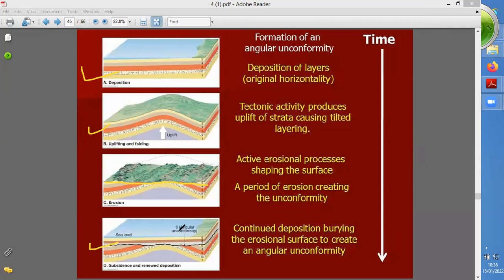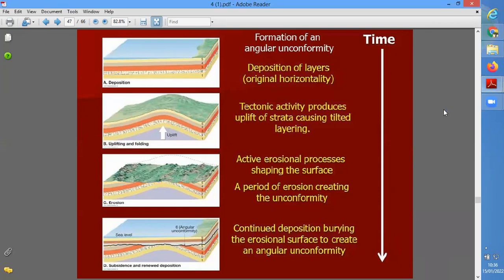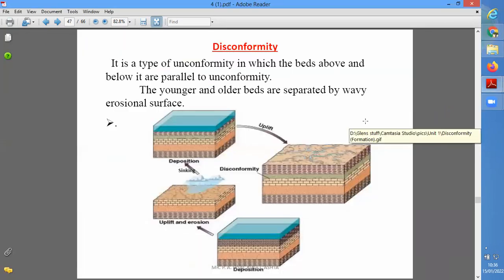Okay, both series are not parallel to each other here. That's why such a type of unconformity is considered as an angular unconformity. Now the second type of unconformity we are going to discuss is the disconformity.